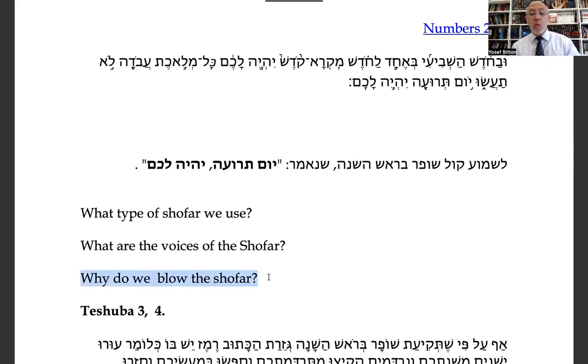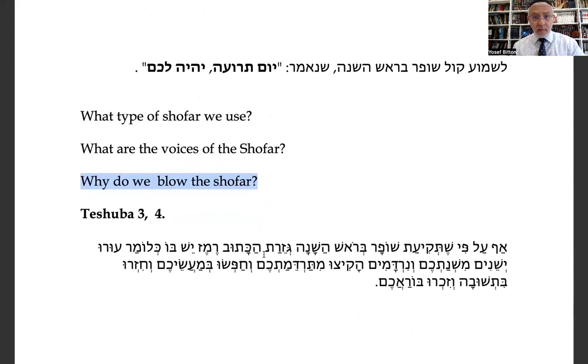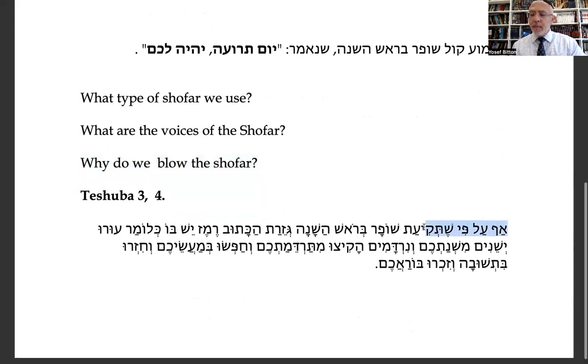Now, let's go to another question. Why do we blow the shofar on Rosh Hashanah? I'm going to read for you something from Maimonides, which is very enlightening. Af al pi shetekiat shofar b'Rosh Hashanah gezerat hakatuv. The Rambam says that there is no explicit explanation in the Torah why we should blow the shofar. The reason for the shofar is gezerat hakatuv, which means it was just a commandment given to us without further explanation. There are mitzvot that have explanations, like why we wear tzitzit: uritem oto uzchartem et kol mitzvot Adonai va'asitem otam, when you see the tzitzit, you remember the mitzvot, etc. But for the shofar, nothing is said.